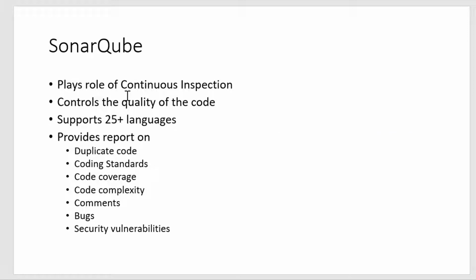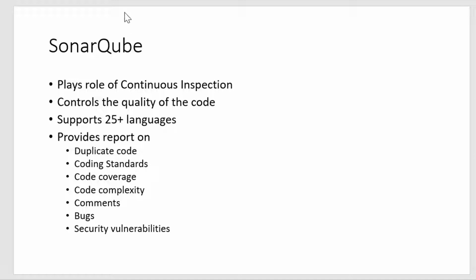It very easily integrates with continuous integration and it helps to control the quality of the code. It supports more than 25 languages. It provides reports on where we have duplicate code, whether the coding standards have been followed or not, and whether all the code would get covered for some conditions. There might be some logic within the code which will never get executed because the conditions will be such that there will not be any scenario where that particular piece of code would get executed. It also checks whether proper comments have been followed or not, and whether there is any security vulnerability or any bugs already existing within the code based on the logic.